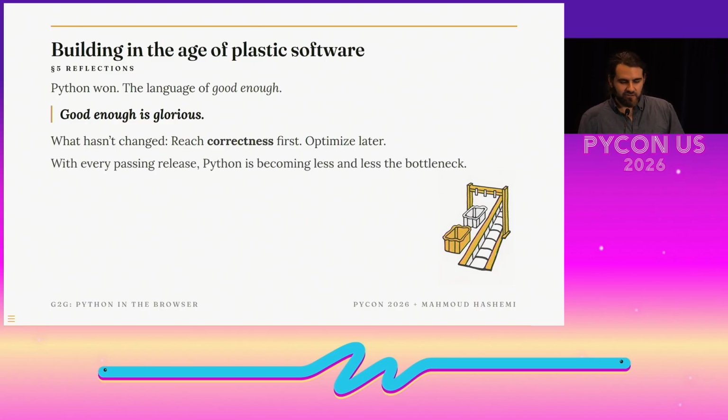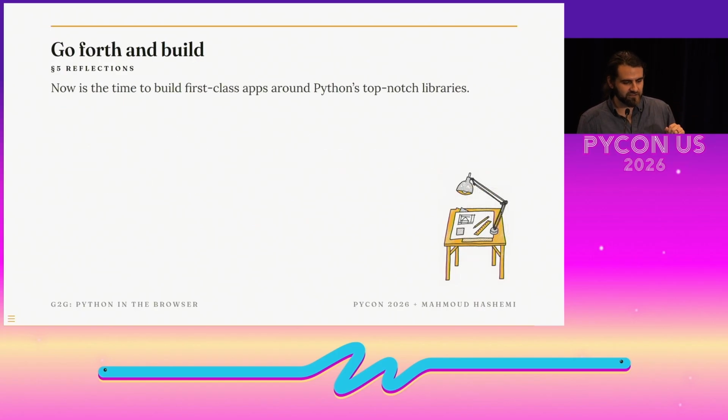With every passing release, Python is becoming less and less of a bottleneck. That includes on the server, where they're working on tools like free threading, and on the browser as well. And it's a very interesting time because the line between prototype and product has become very blurred, right? And Python is a tremendous prototyping language. It's an amazing time to build as a result.